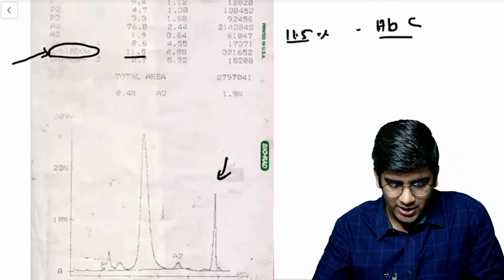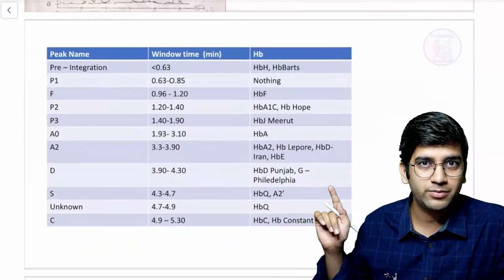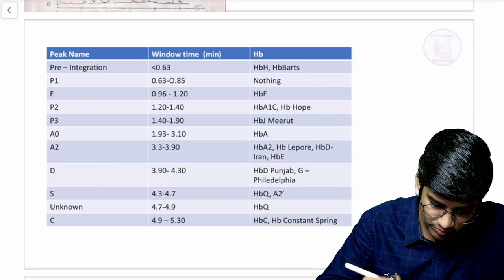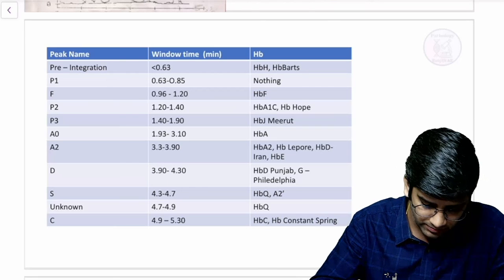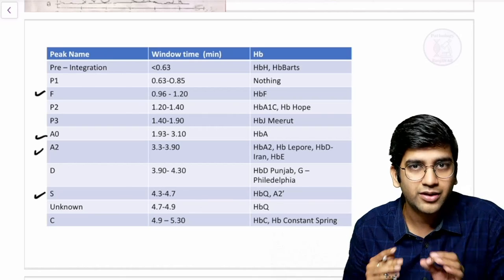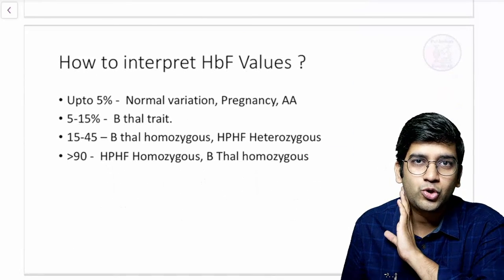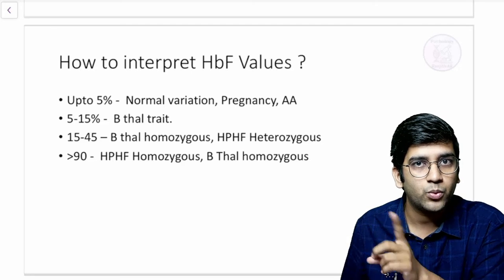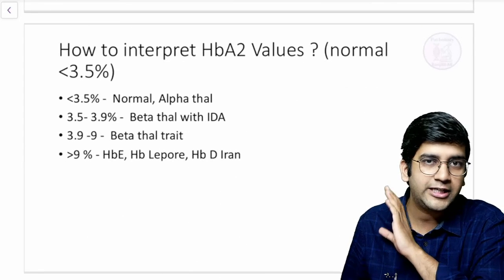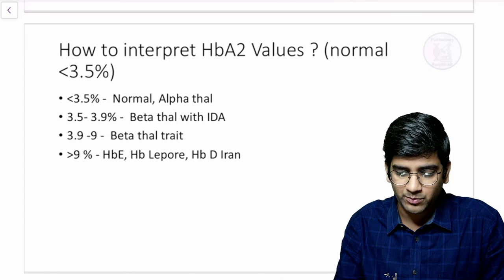Okay, great. So that's about it. Like I said, there are only three tables needed for me. This table, I want you guys at least to memorize for a postgraduate exam. And I definitely want you to know the abnormalities of HbF, when to think of what, and I definitely want you to know the abnormalities of HbA2, when to think of what. These are very, very important.